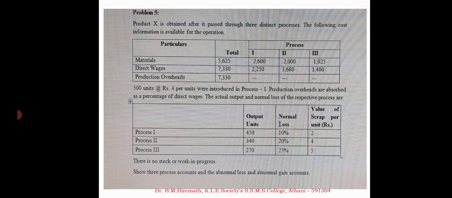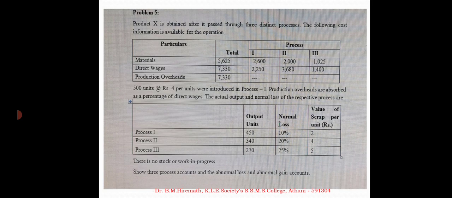Production overheads are rupees 7330. 500 units at rupees 4 per unit were introduced in process 1. Production overheads are absorbed as a percentage of direct wages. The actual output and normal loss of the respective processes are: process 1, the total output is 450 units and normal loss is 10%, and scrap of normal loss is sold at rupees 2 per unit.